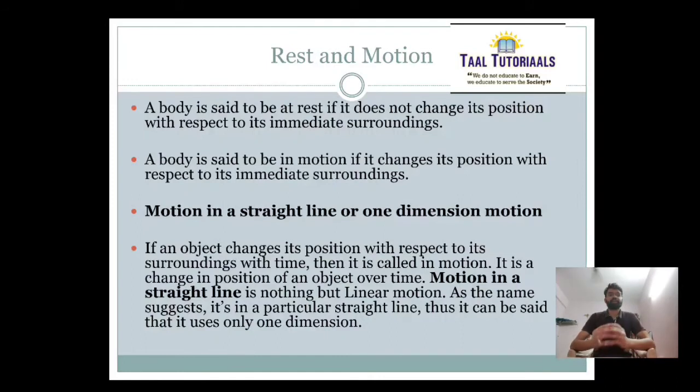In this chapter, we are dealing with one-dimensional motion, or we can say motion in a straight line. If a body or an object changes its position with respect to its surroundings with time, it is known as motion, as we know. However, if it is changing in a straight line, in one direction, in a rectilinear motion, like a straight road, like a stone falling down vertically, this is said to be motion in one dimension.